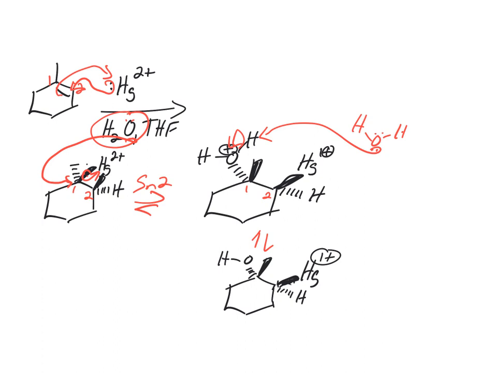And then the last step, all they do is add in NaBH4 and OH minus. You don't need to know the mechanism. All you do is replace the mercury with an OH.